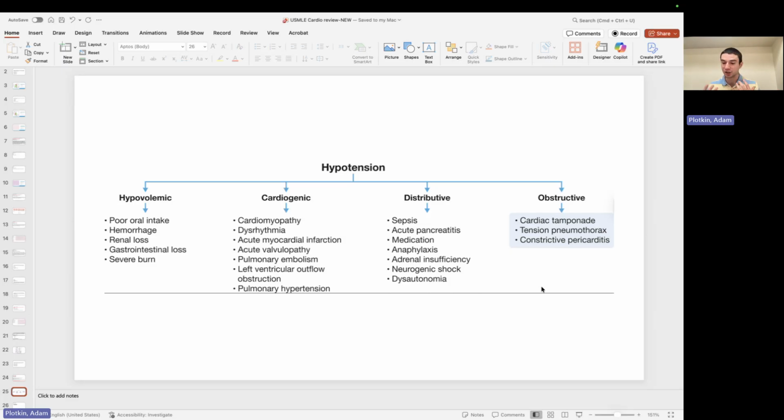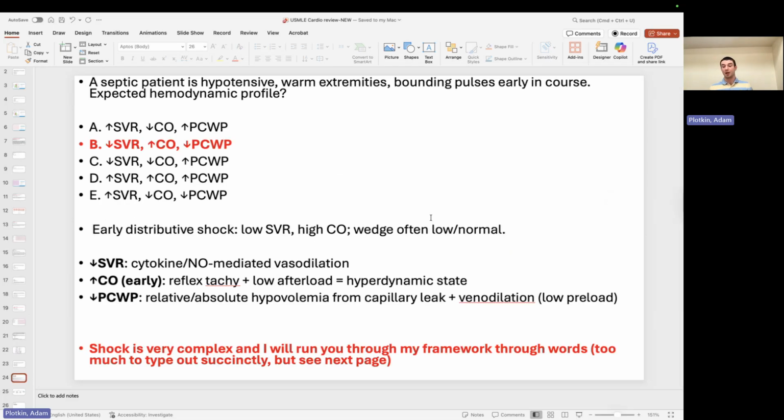And so shock in general, at its core concept, is a mismatch between oxygen delivery and oxygen extraction that has now caused end organ dysfunction, right? At the level of the mitochondria, we can no longer make ATP, we lead to end organ dysfunction. So in septic shock, or distributive shock, right, is kind of a weird one because again, the core pathophys is the systemic vascular resistance is low, okay?